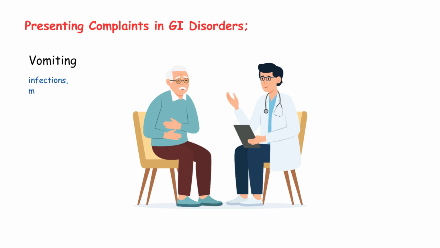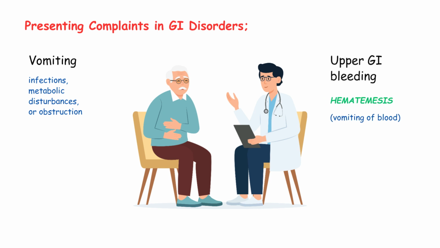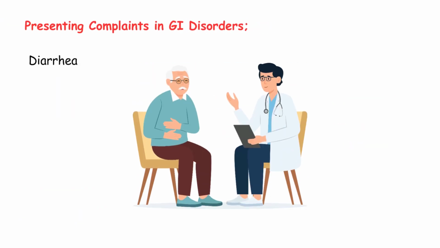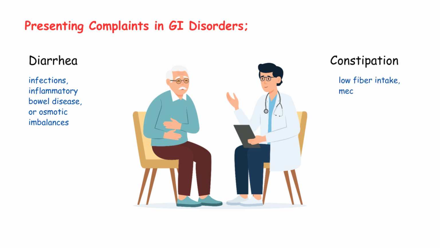Vomiting can be due to infections, metabolic disturbances, or obstruction. Upper GI bleeding presents as hematemesis, which is vomiting of blood, or melena, characterized by black tarry stools. Lower GI bleeding, on the other hand, presents as hematochezia, which is the passage of fresh red blood per rectum. Diarrhea, characterized by increased stool frequency and decreased stool consistency, can be caused by infections, inflammatory bowel disease, or osmotic imbalances. Conversely, constipation occurs due to low fiber intake, mechanical obstruction, or neurological conditions.